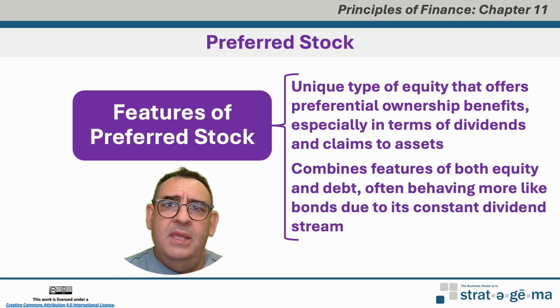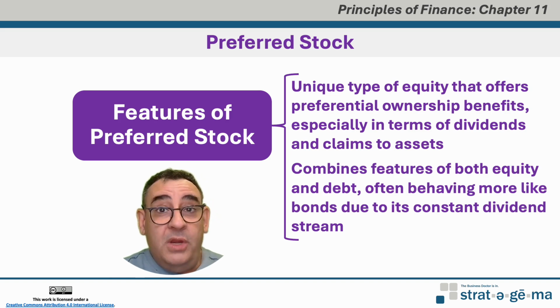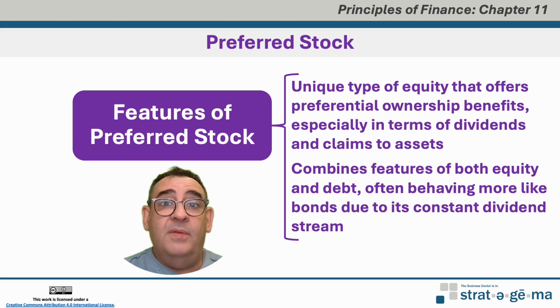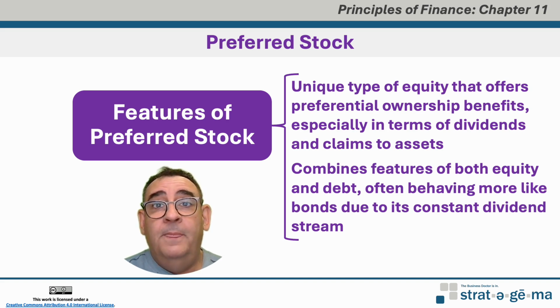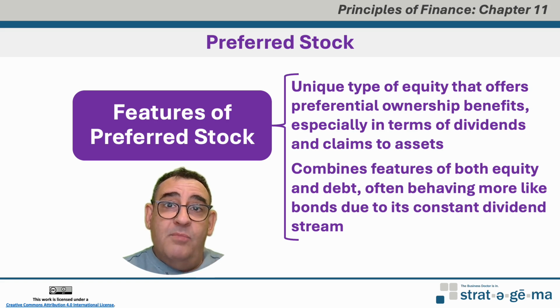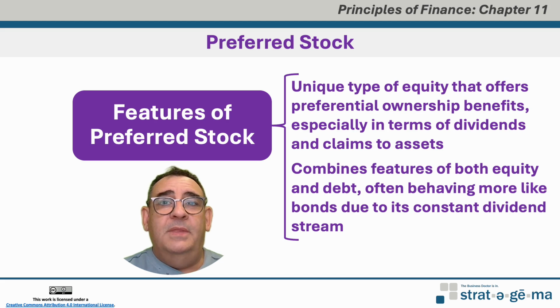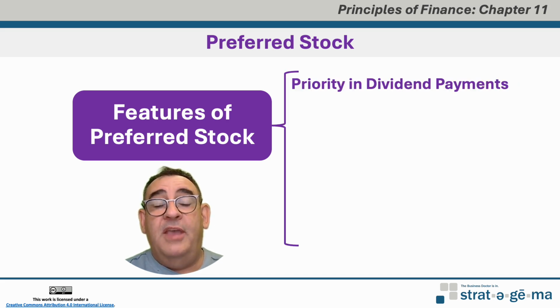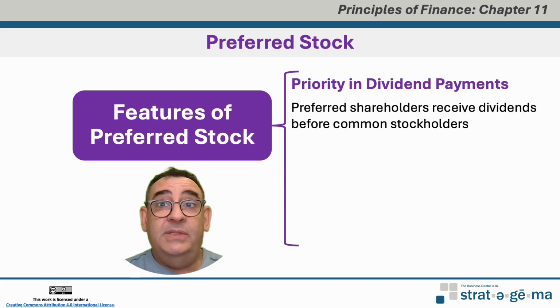So they combine features of equity and debt, equity in the sense that they're shares, you own them, they can be traded. They usually don't have a voting component though, so usually there's a give and take when it comes to preferred shares. You give up the vote in exchange for a dividend. They behave more like bonds because of the constant dividend stream, but they're not secured. Preferred shareholders have priority in dividend payments, so they receive their dividends before the common shareholders do.